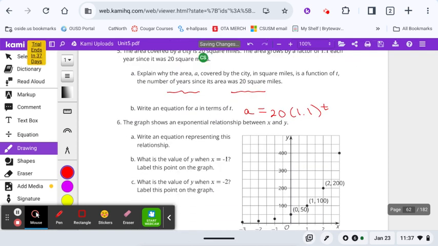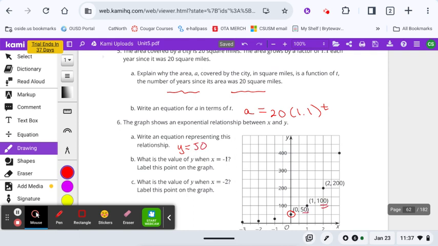This graph shows the exponential relationship between x and y. Write an equation. So this begins at 50, and it goes from 50 to 100, from 100 to 200. Do you see that that's times 2? But if you're not sure, do 100 divided by 50, do 200 divided by 100, and get that factor of times 2. It's doubling. And then to the power of x.